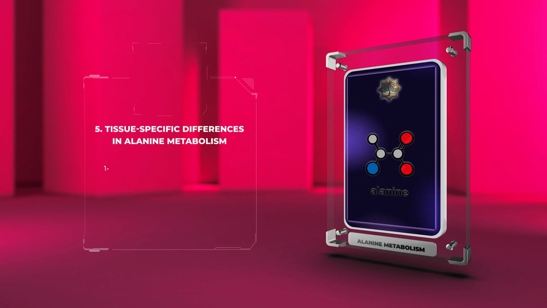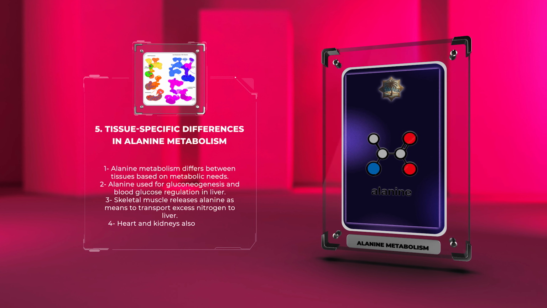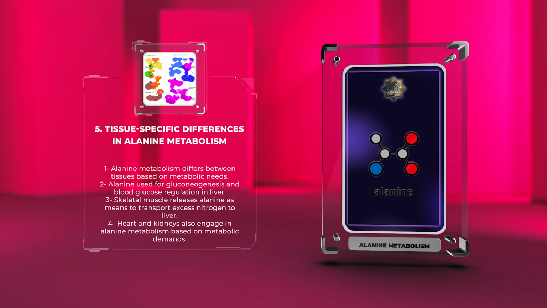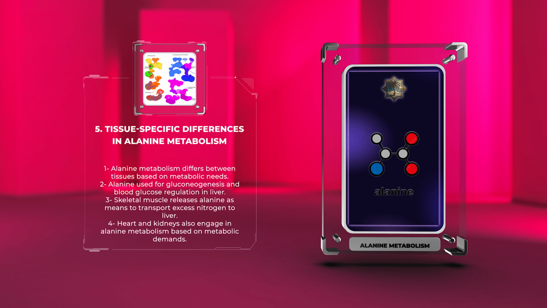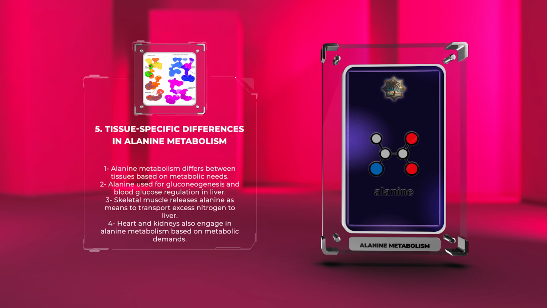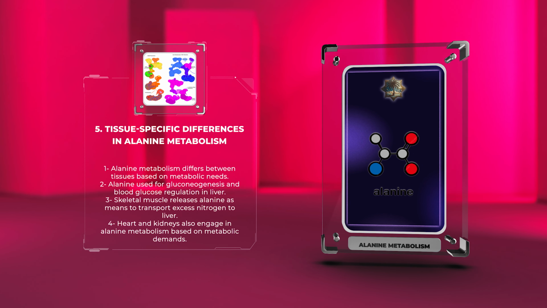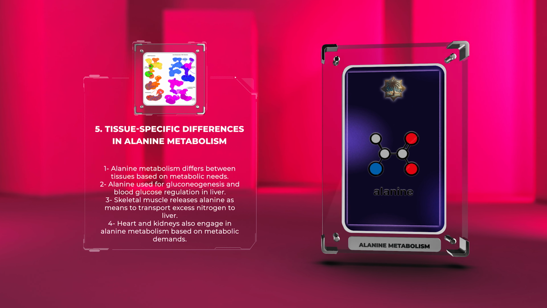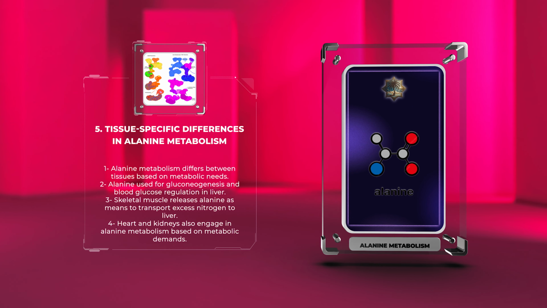Alanine metabolism differs between tissues due to varying metabolic needs. In the liver, alanine is used for gluconeogenesis and regulation of blood glucose levels. Skeletal muscle releases alanine during catabolism, providing a means to transport excess nitrogen to the liver. The heart and kidneys also engage in alanine metabolism based on their metabolic demands. These tissue-specific differences contribute to the overall maintenance of metabolic homeostasis.